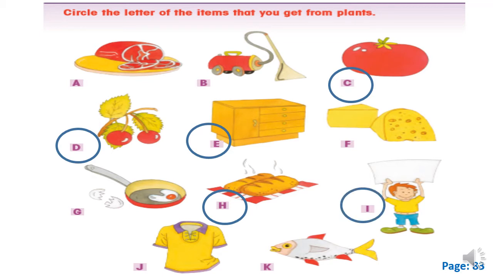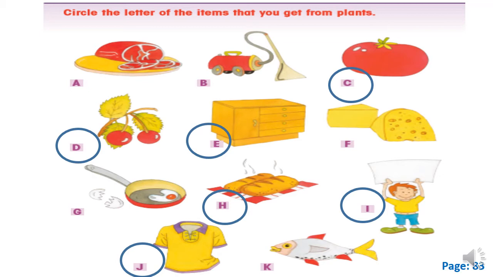Now, the t-shirt. Is there a plant we can use it in order to make t-shirt? Can you name this plant? What do we call it? This is a cotton plant. Excellent. So I can use it in order to make some clothes. So it is also from plant origin.